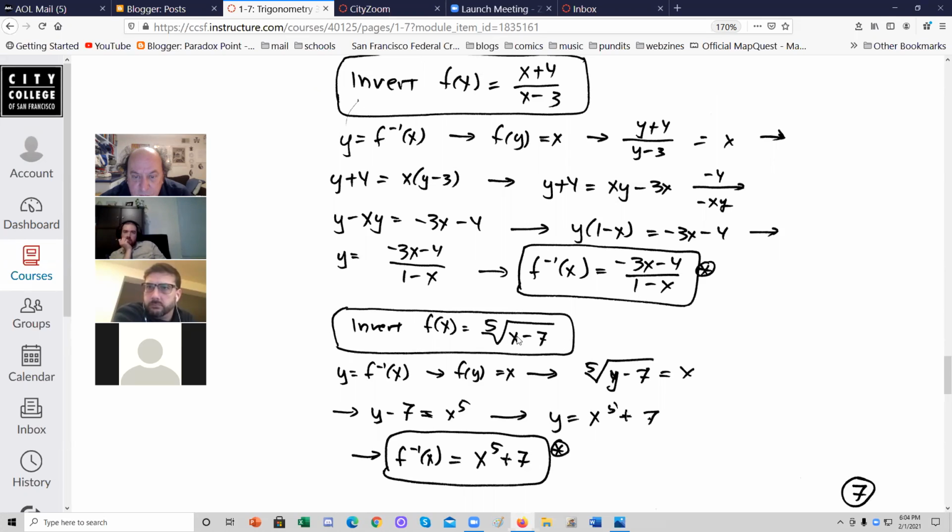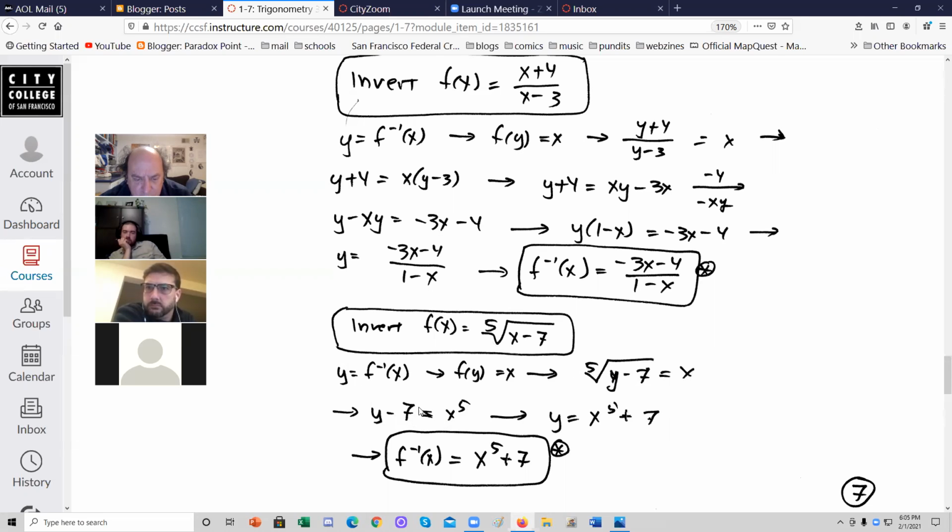Okay, let's invert the fifth root of x minus 7. Same deal. y equals f inverse of x, f of y equals x. Plugging in here, the fifth root of (y minus 7) equals x. And solve for y. I always undo the last thing done. So the last thing done here, you take y, subtract 7, take the fifth root. Undo the fifth root by taking the fifth power of both sides. On the left, you get y minus 7, and on the right, you get x to the fifth.